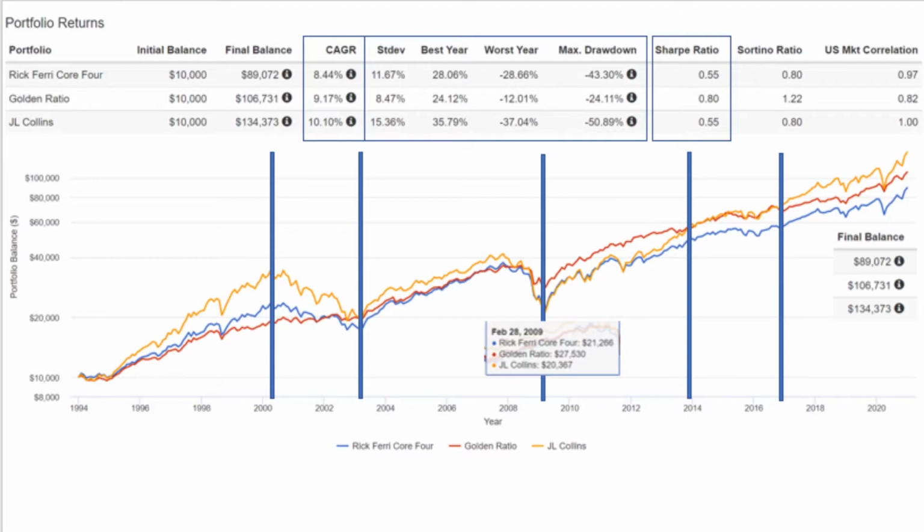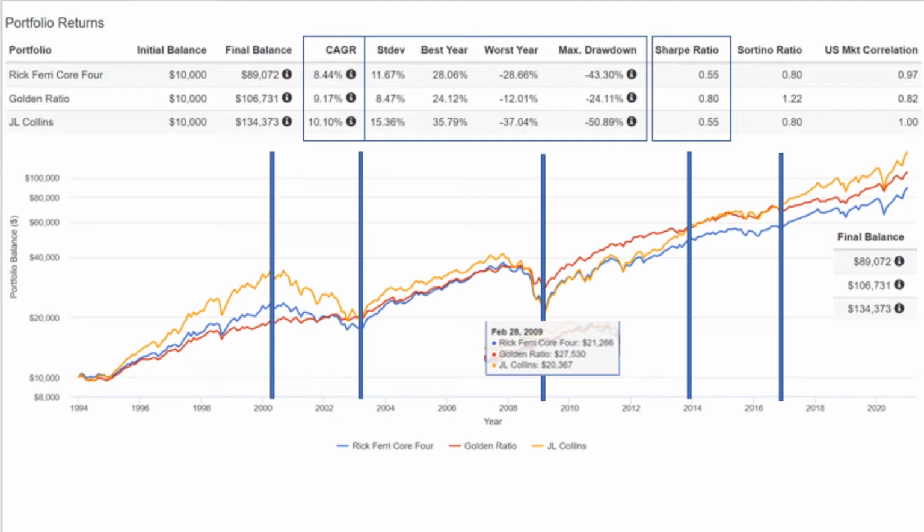So, it's just 2/3, almost 2/3 nung sa Rick Ferry Core 4 and just half nung JL Collins, which is 15.36 standard deviation. So the best year, yung growth ng isang portfolio per year, is 28 sa Rick Ferry, Golden Ratio 24, and sa JL Collins almost 36%, no?